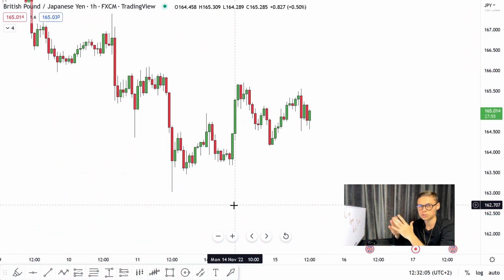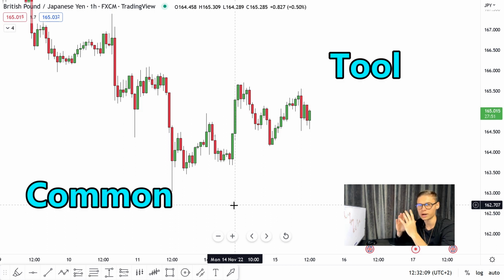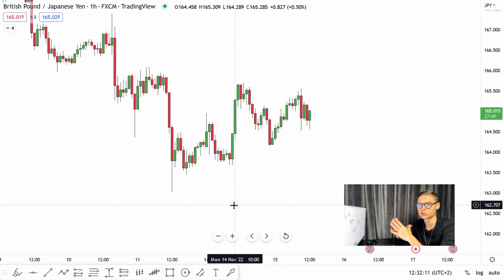Now, support and resistance levels is probably the most common tool used by traders, and I can really understand why.